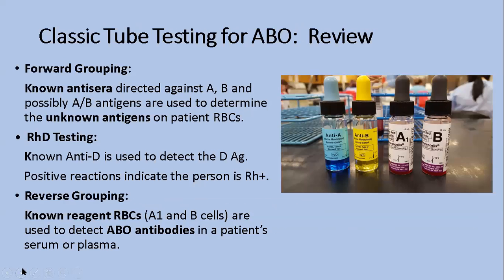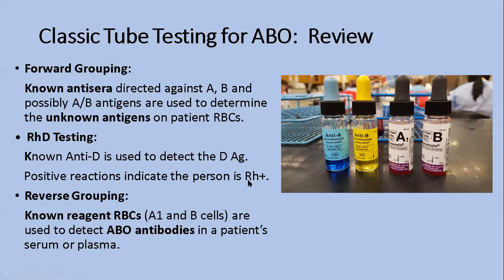So this is a little bit of a review of what we talked about in Lab 1. In Lab 1, we learned that for forward typing, we use known anti-sera. We see anti-A and anti-B here to determine which antigens, if any, the patient has on their red cells. We use anti-D, which I don't have a picture of here, to detect the big D antigen.